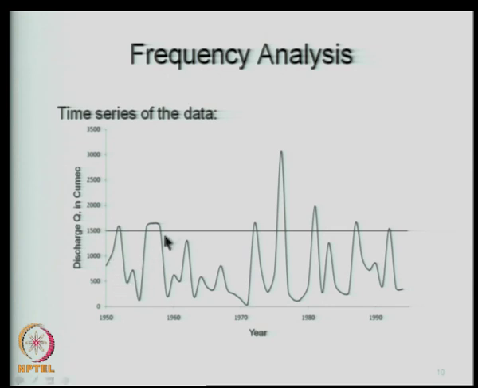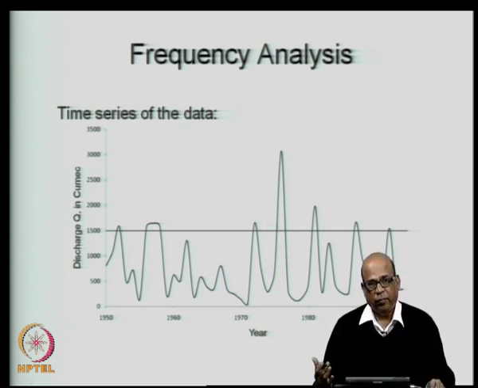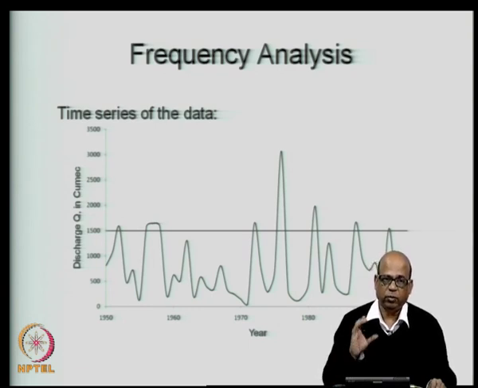So, we draw the time series first. On the x axis you show the year and the y axis is the discharge Q. We draw the time series and then draw a line at 1500 Q max, I am sorry, 1500 cubic meters per second. Any flow that exceeds this 1500, we count it as a success as far as our definition of extreme value is concerned. That means, whenever that event occurs, we count it as a success. Whenever it has not occurred, we count it as a failure.